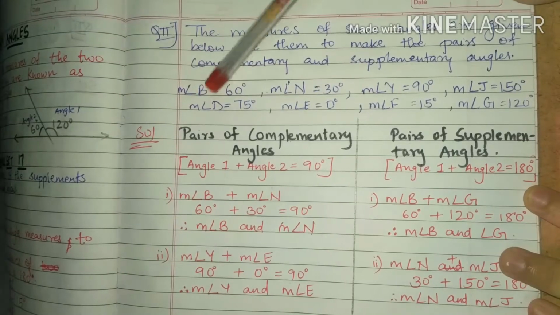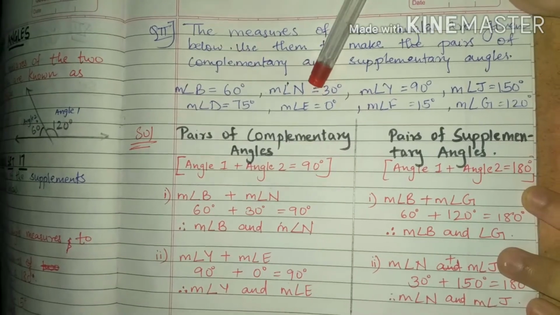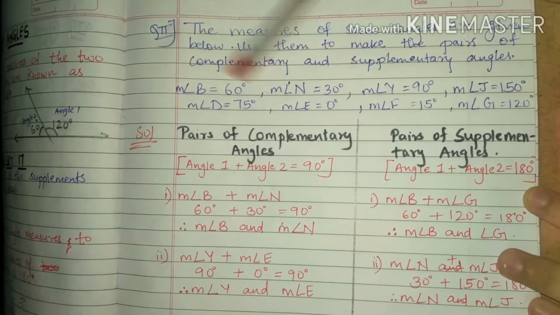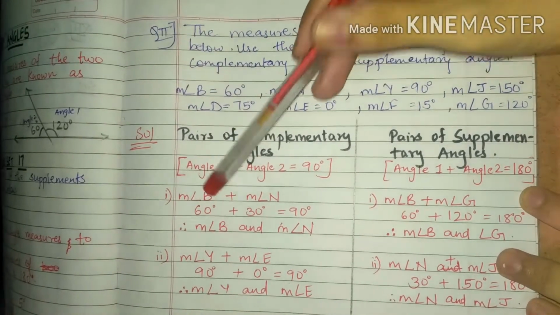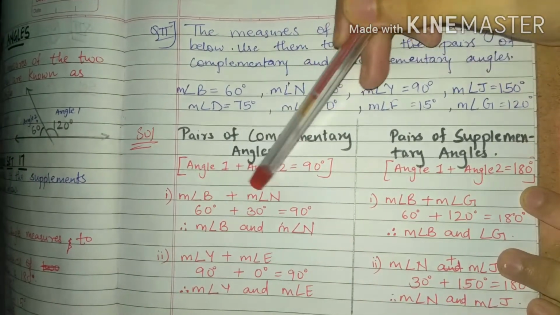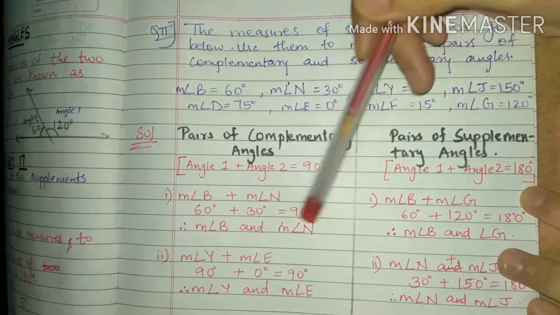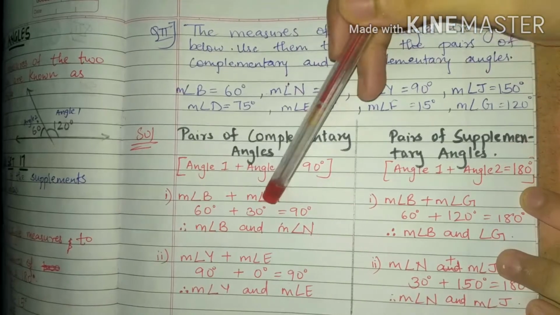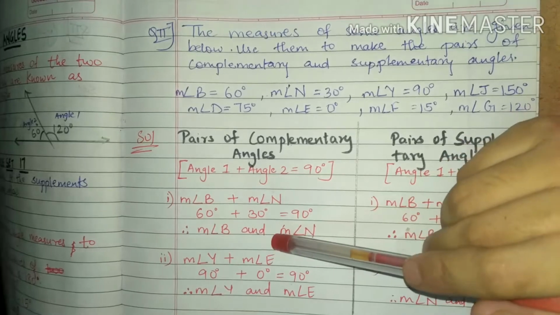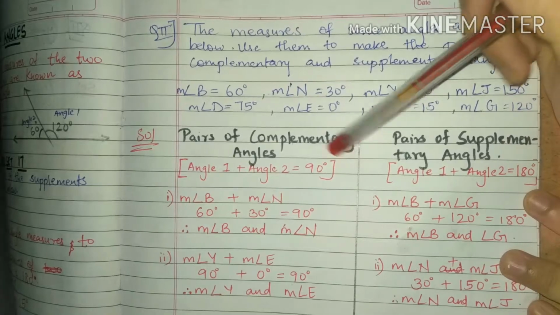See, I am taking first measure of angle B, which is 60, and measure of angle N is 30. So 60 plus 30 will be equal to 90. So these two I am taking as a pair. Measure of angle B plus measure of angle N: 60 plus 30 equals 90. That's why we are writing it like this. Therefore, measure of angle B and measure of angle N form a pair of complementary angles.